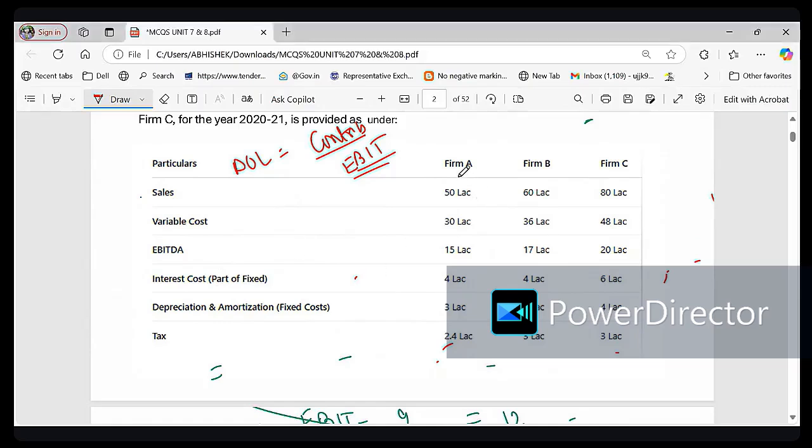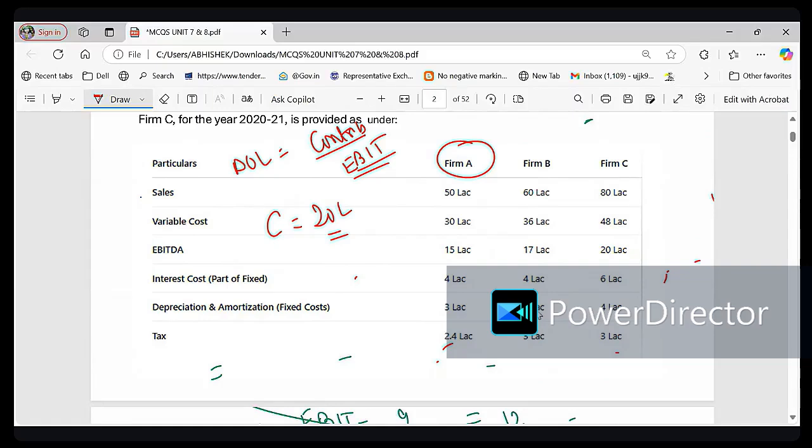Now can you tell me what is the contribution of firm A? Just now we have calculated the contribution from the sale. We have subtracted the variable cost. So the contribution for firm A is how much? It is 20 lakh. We are talking about firm A. So contribution upon EBIT, that is what DOL is. Basically it shows the impact of sales on operating profit.